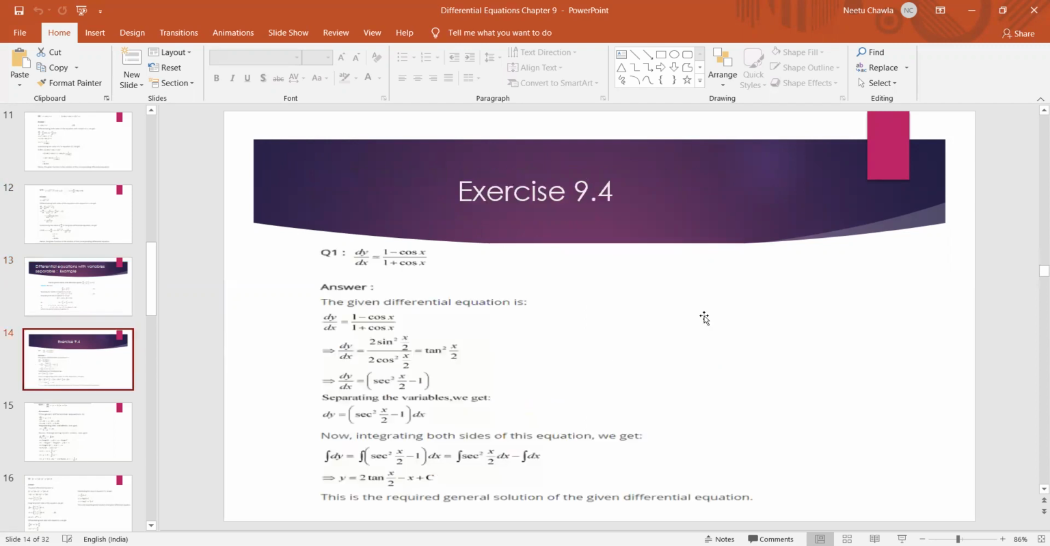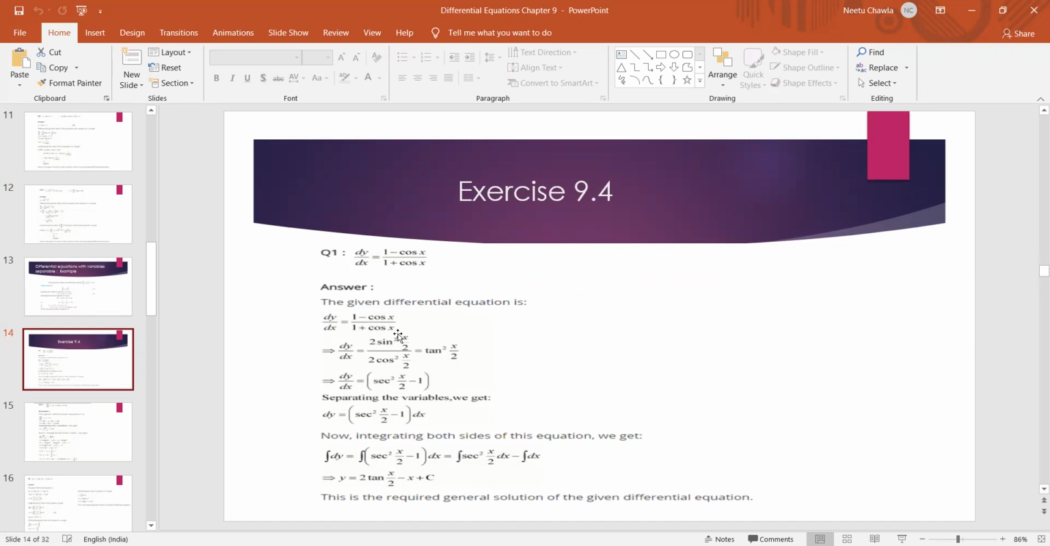Let's see another one. This is your exercise 9.4, question number 1. We are given dy by dx is equal to (1 minus cos x) upon (1 plus cos x). So the given differential equation, you can easily see there's toward right hand side only it is in the form of x. So no y is there, so we'll not take anything towards left hand side. We'll only bring from left hand side dx towards right hand side. So we had brought it here and applying the formula.